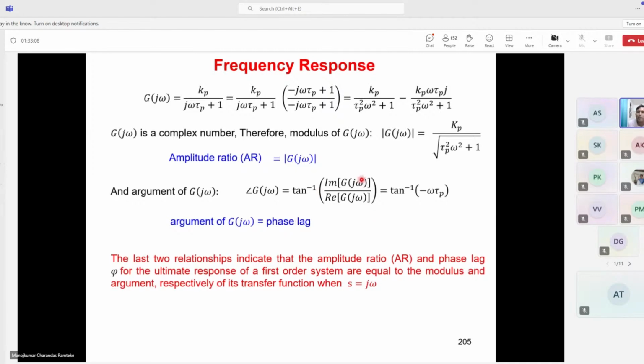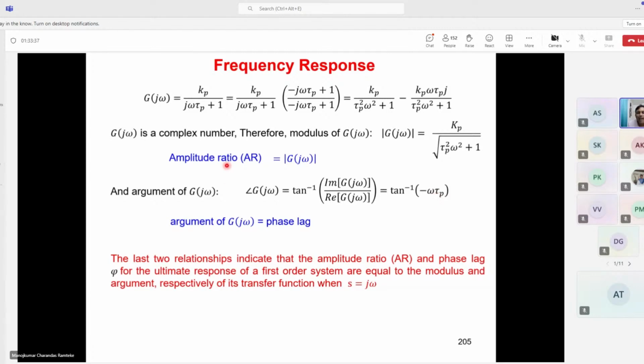is tan inverse of the imaginary part of G(j omega) divided by the real part of G(j omega). The imaginary part of G(j omega) is minus Kp omega tau p divided by tau p square omega square plus 1, and this entire term is divided by Kp divided by tau p square omega square plus 1. So this denominator will get cancelled with this denominator, and Kp will get cancelled with Kp. Ultimately, the only term remaining will be minus omega tau p. Is it clear to everyone?